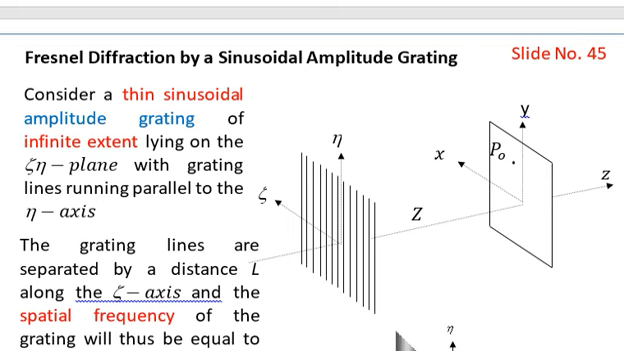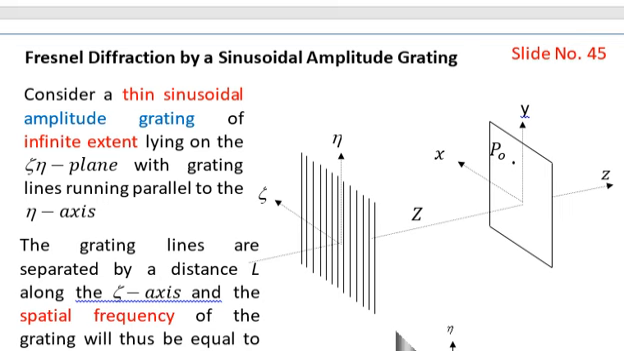The grating lines are running parallel to the eta axis, and they are separated from each other along the zeta axis. The profile of the grating, that is the amplitude transmission of the grating, is known. We shall illuminate this grating with a unit amplitude normal incident plane wave, and the field after the grating will be known, and that will be used to calculate the field at the point P naught, which is lying on the xy plane. So this is actually the problem that we have to solve.